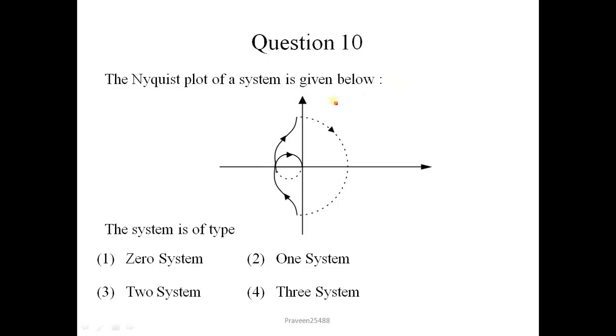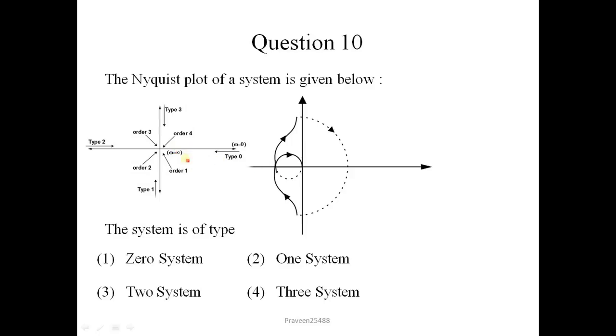Now question number 10. The Nyquist plot of a system is given below. You have to find the type of the system. The system is of type. Okay. So here is the figure I will show you. So easily you can say what is the type and order of the system.